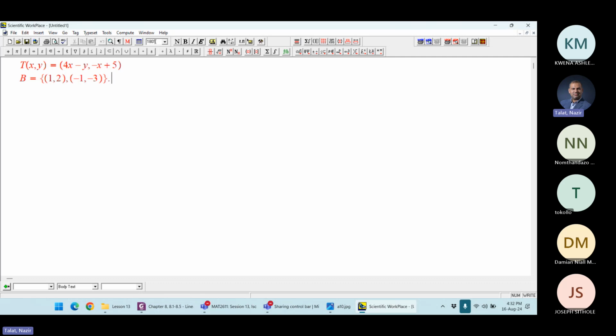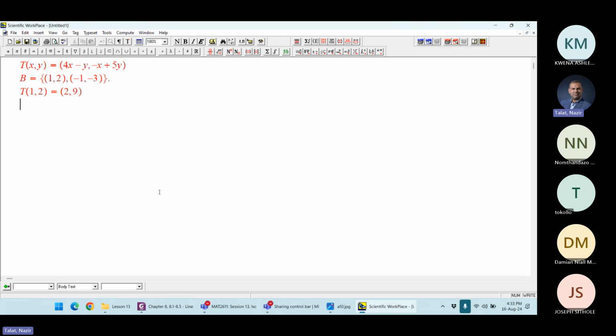So this is also a basis of R2, because if you make a matrix, the determinant is non-zero. Now, if you apply T to (1, 2), then in this transformation, if we put (1, 2), it becomes 4 minus 2, which is equal to 2. And if again we put (1, 2) in the second component, which is minus x plus 5y, it will be minus 1 plus 10, which is 9.